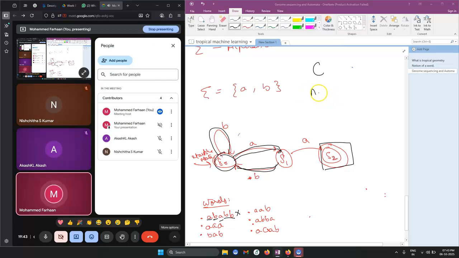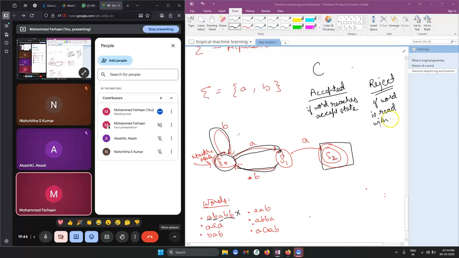So let me just write it again. Accept if the word reaches the accept state. Reject if the word is read without reaching the accept state.